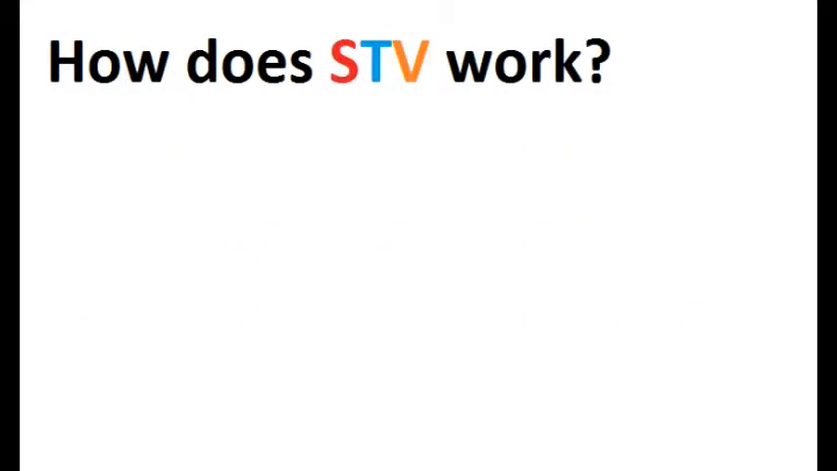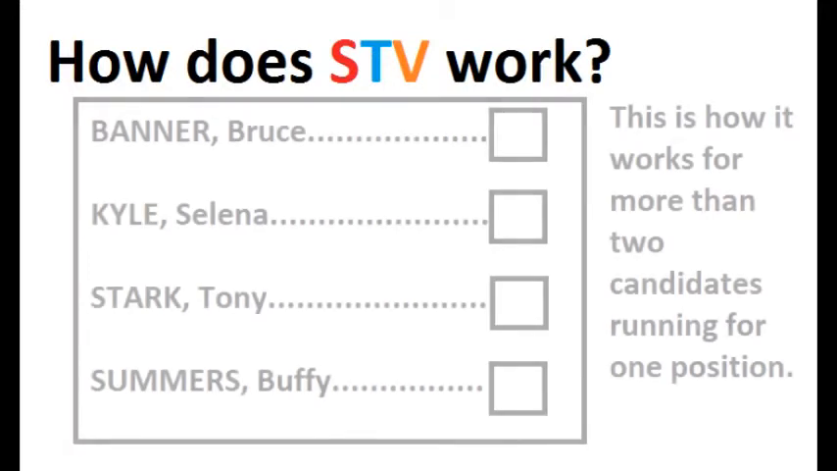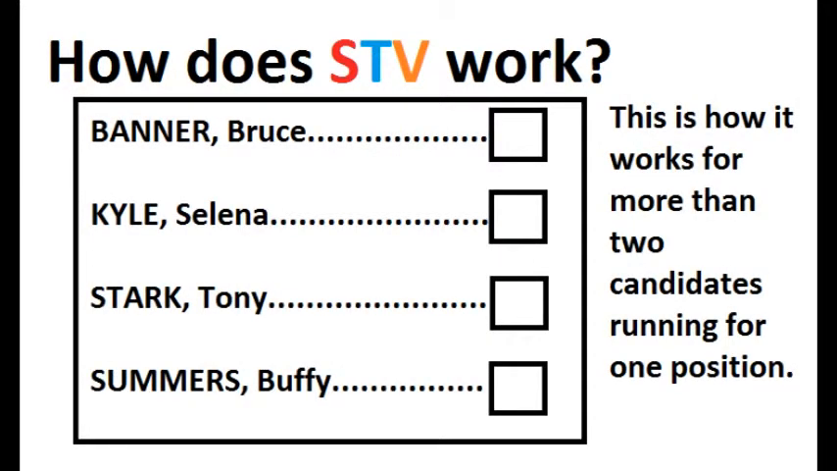So how does STV work? Let's look at an example where more than 2 candidates are running for one position. You would rank your first choice with the number 1. You would rank your second choice with the number 2. If you have a third choice, you would rank that with a 3, and I'm sure you can see how the numbers would follow from here depending on the number of candidates.